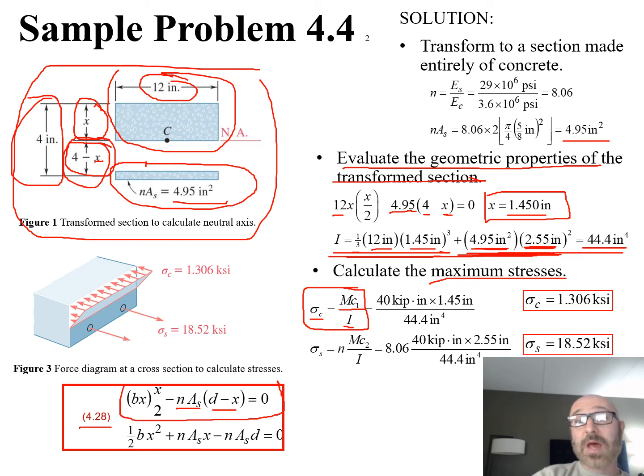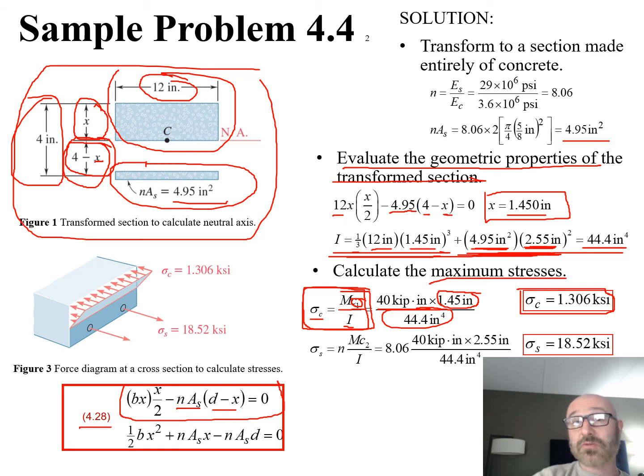Now we can come back down to our maximum stress equation and plug values in, where M was given to us in the problem statement as 40 kip-inches. We now have the c value, the c1, which is going to be the same as that 1.45 inches, our x. Then down on the base, we have our I value that we've just solved for. This gives us our stress of the concrete of 1.306 ksi.